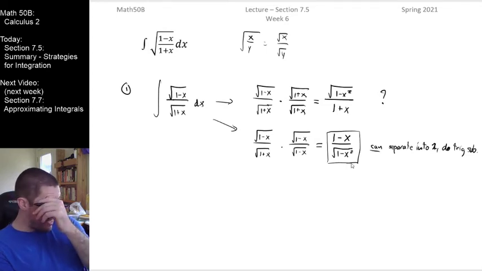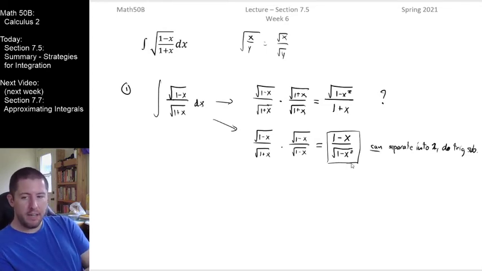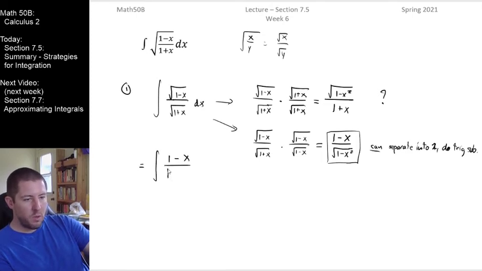So notice that I've just hit my integrand with a conjugate. All I've done is multiply it by 1, so we're still good to go. But it looks like I can now say that this is equal to the integral of 1 minus x over the square root of 1 minus x squared dx.